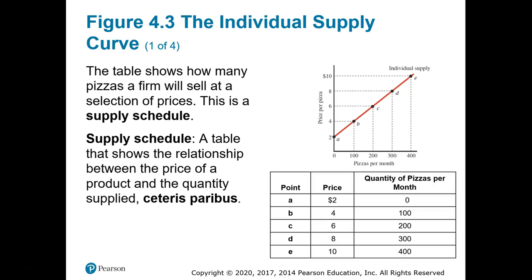This shows the relationship between price of a product and the quantity supplied as long as everything else stays the same. So if we look at this one, the price again is on the y-axis. The quantity is always on the x-axis. And notice that at B, the price of $4, they sold 100. But at 10, they wanted to sell 400. The price going up increases the quantity. This is the difference. It's an upward sloping curve.